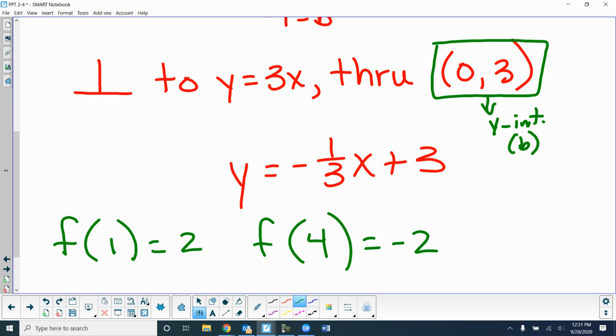What 2 points are those? 1, 2, and 4, negative. So sometimes they'll give it to you in this form. That's like giving you 2 points, it just looks different. And then find the slope, and then find the b.